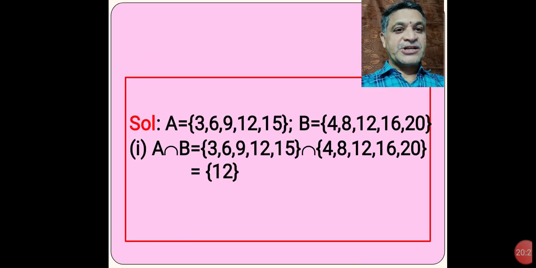We have to find A intersection B. What is given? A is equal to {3, 6, 9, 12, 15}. And B is {4, 8, 12, 16, 20}. Now A intersection B is equal to {3, 6, 9, 12, 15} intersection {4, 8, 12, 16, 20}. Now what are the common elements in both sets? We find that only 12 is the common element in both sets. You write simply 12. That represents A intersection B. That's enough. It is very easy to find A intersection B.